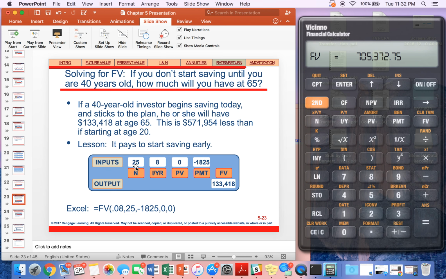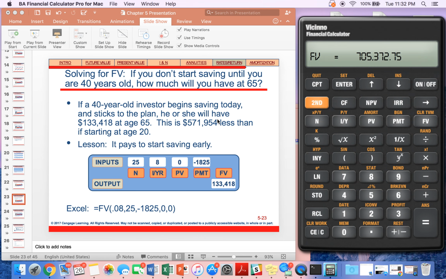Now let's change the scenario a little bit. Let's say that she doesn't start saving until she's 40. How much money is she going to have at 65? So the N is not 40 in this question. The N is not 65 in this question. If she's going to live to 65 and she's now 40, she has now 25 years to invest her money.